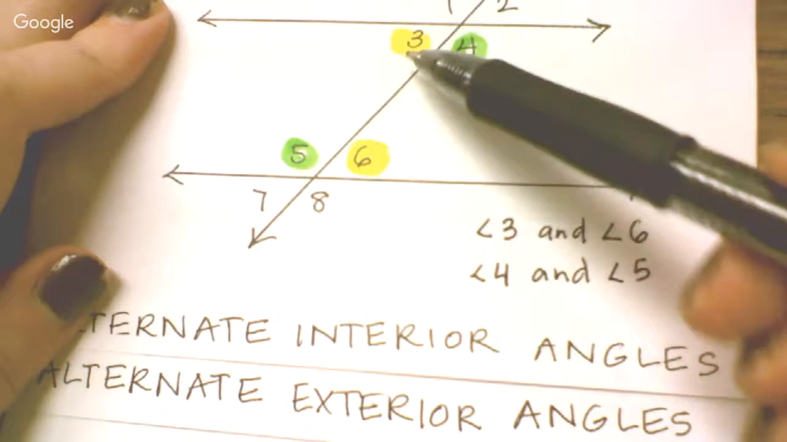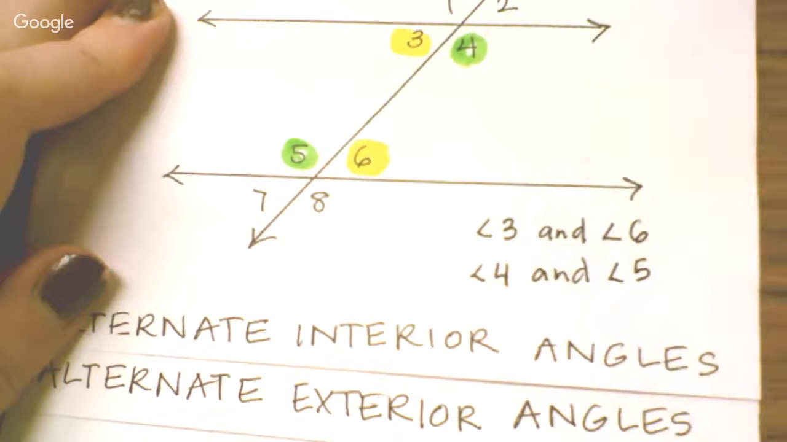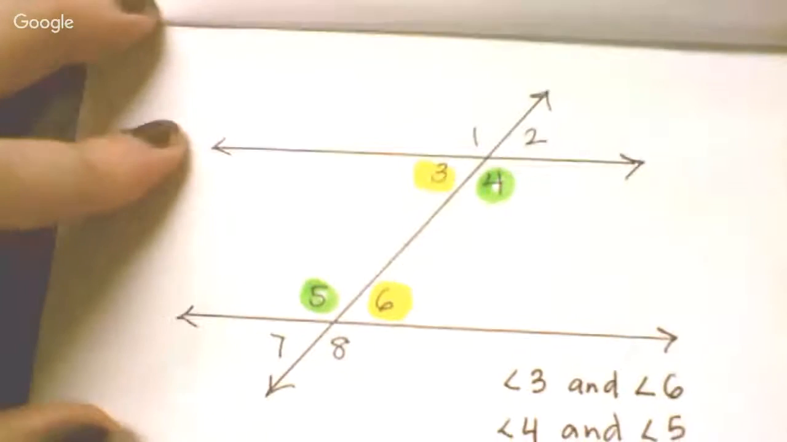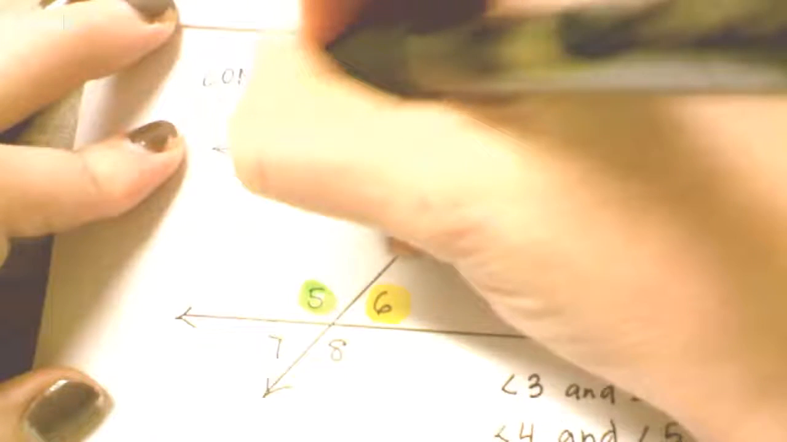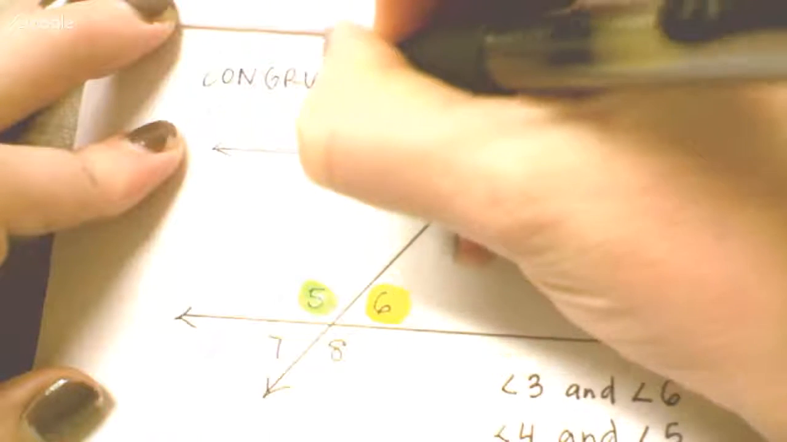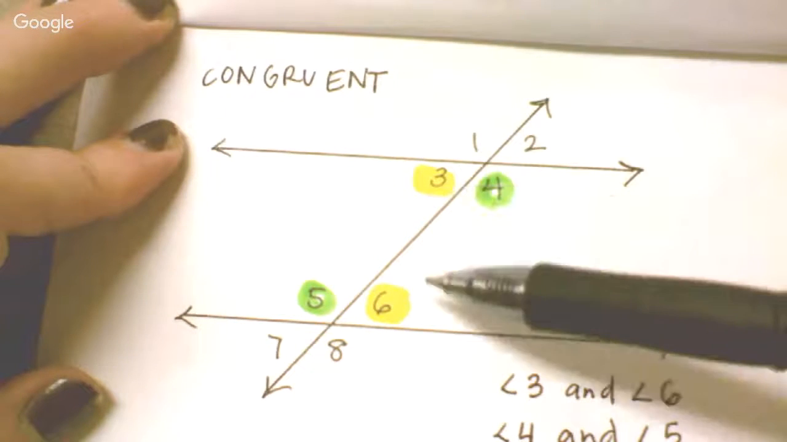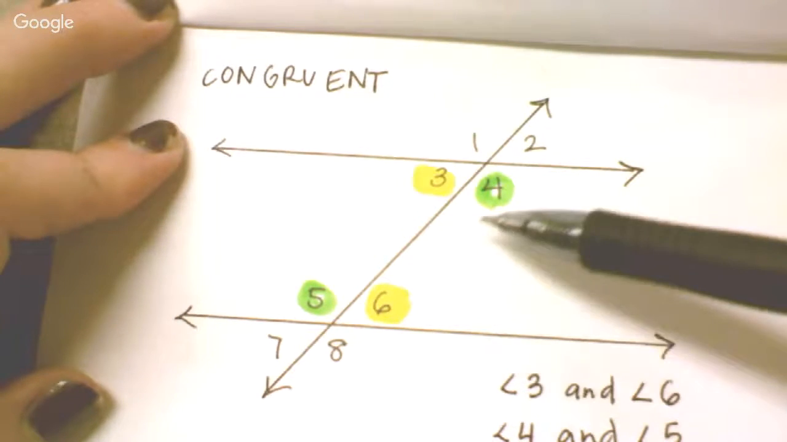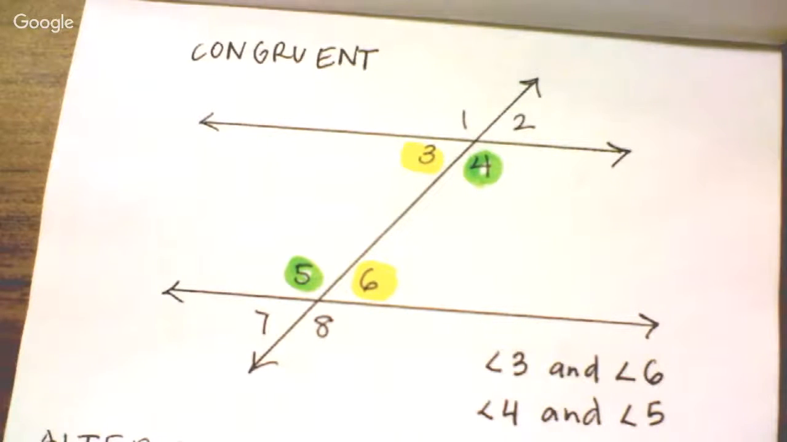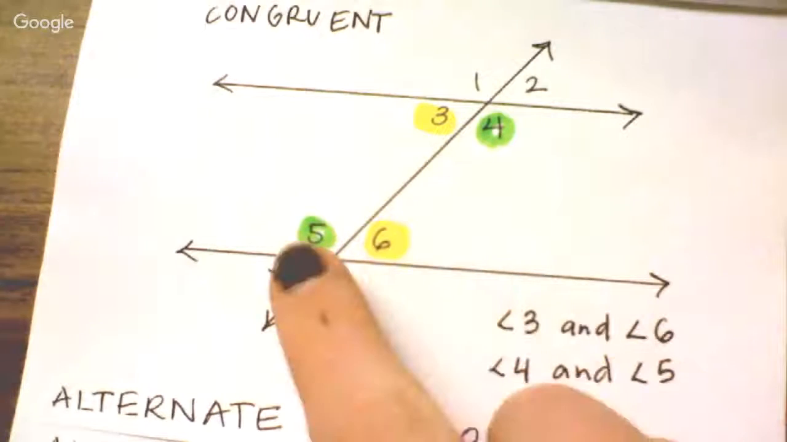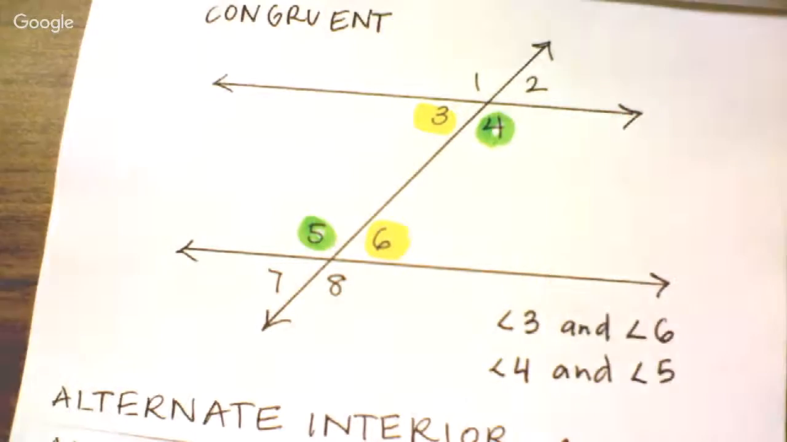Now, what do you notice about those two? 3 and 6, and then 4 and 5. They are congruent, which means they are equal. 3 is equal to 6, they're the same degree. 4 is equal to 5. Okay, so that's alternate interior, alternating on the other side of the transversal, inside the parallel lines.